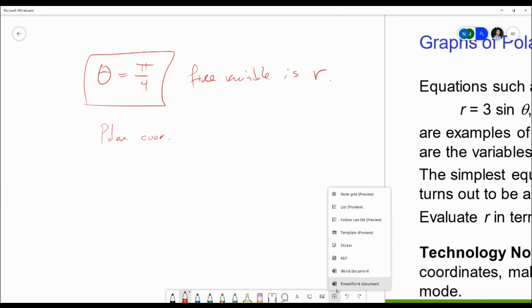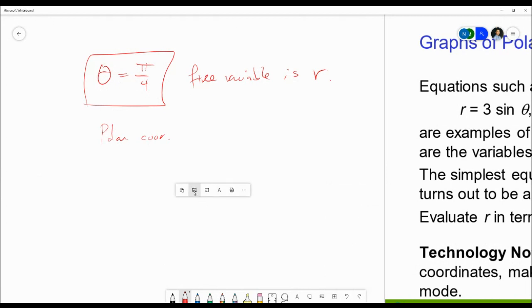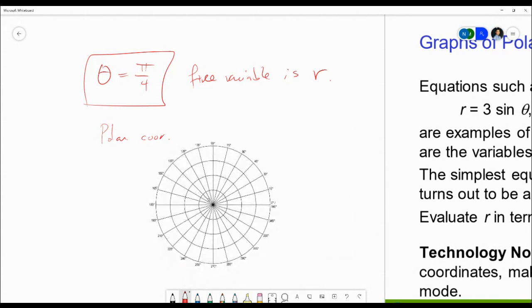Hold on, let me add. See if I can copy this over here. I wonder if I can paste this in here. Oh, yay. Awesome. There you go.